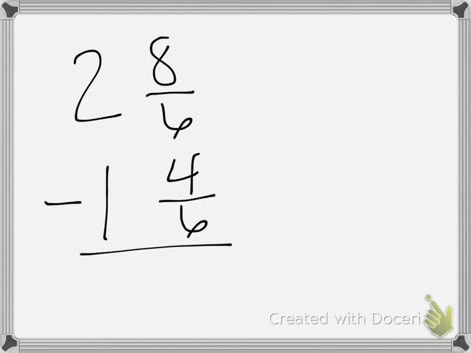Now the fraction at the top has a larger numerator. So now we can do 8 minus 4, which is 4, and then we're going to write it over 6. Then we're going to subtract the whole numbers. 2 minus 1 is 1. So we're left with 1 4/6.